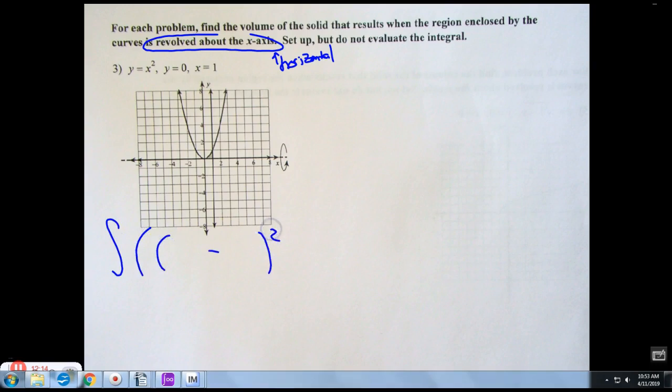You're going to have the outside top minus bottom squared minus the inside top minus bottom squared. And then, am I doing my dx or dy? Dx. So just pointing this out, if you're going around a horizontal, everything's x. Left x value, right x value, dx, and every variable in there should be x.